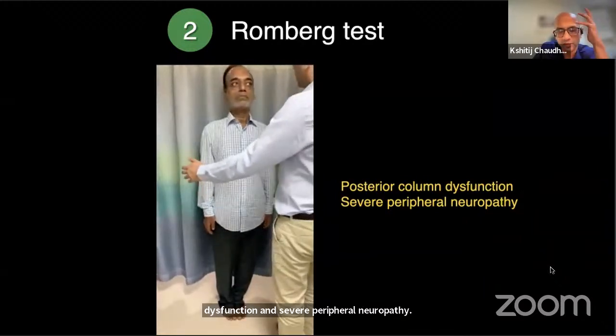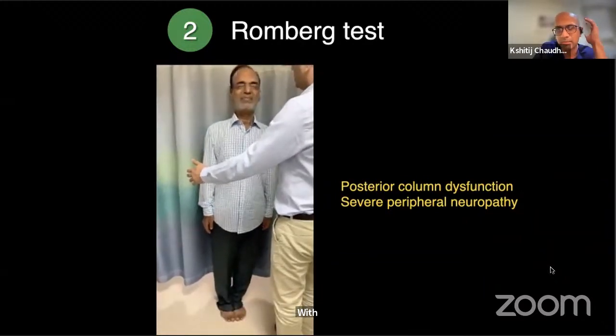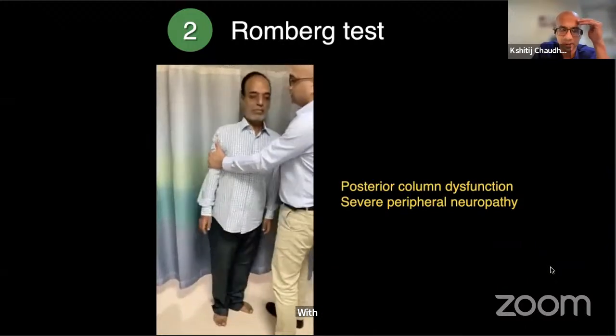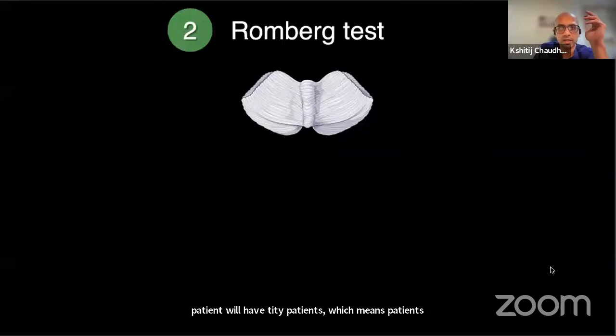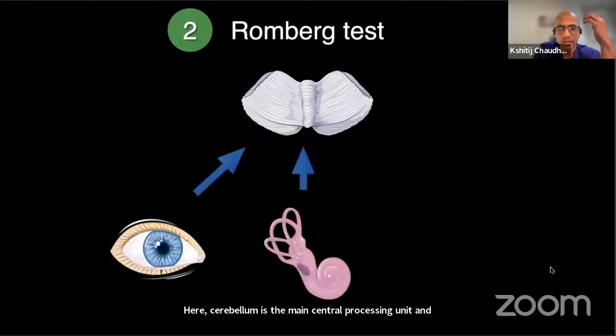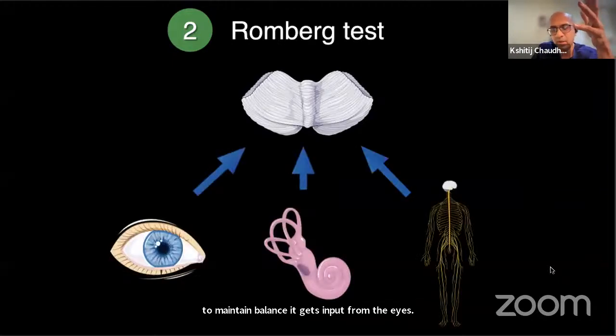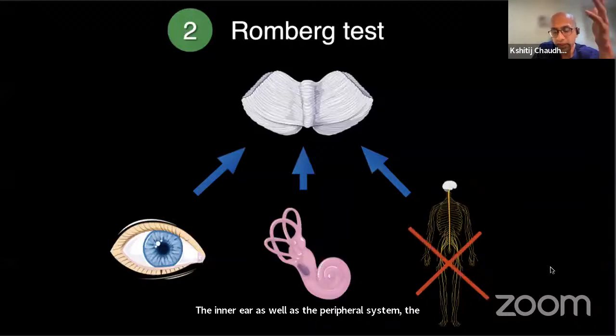With cerebellar dysfunction, lesions of the cerebellum, patient will have titubations, which means the patient's eyes are open and the patient is still swaying. Here, the cerebellum is the main central processing unit, and to maintain balance, it gets input from the eyes, the inner ear, as well as the peripheral system, the posterior columns and the peripheral nervous system. So in diseases of the peripheral nervous system as well as posterior column, the cerebellum is relying on the eyes or the ear. And it can function quite well if two of them are present.